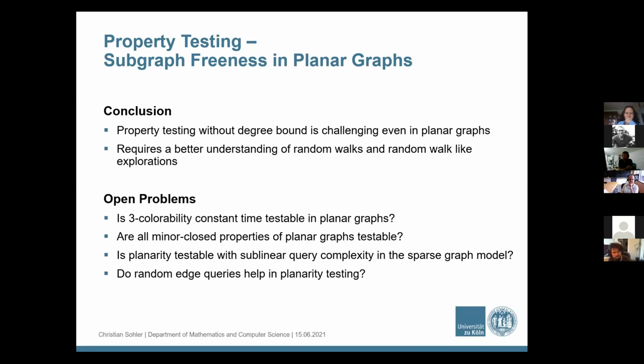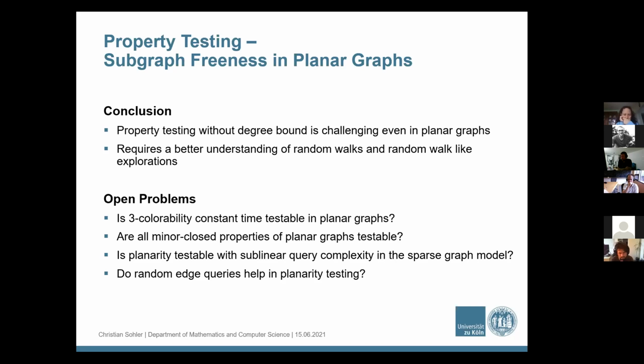To conclude, we have seen that property testing without degree bound is challenging even in simpler classes of graphs like planar graphs. And in particular, this requires a good understanding of random walks and random walk-like explorations. And so I'm concluding here with a number of open problems that I find very interesting. So I already said that we still don't know whether 3-colorability is constant time testable in planar graphs. I think that's a very nice problem to work on.